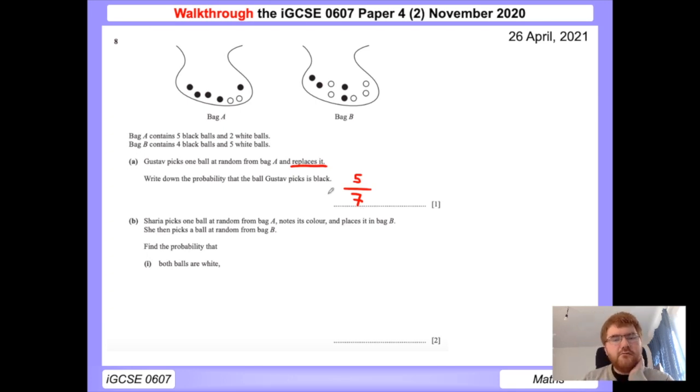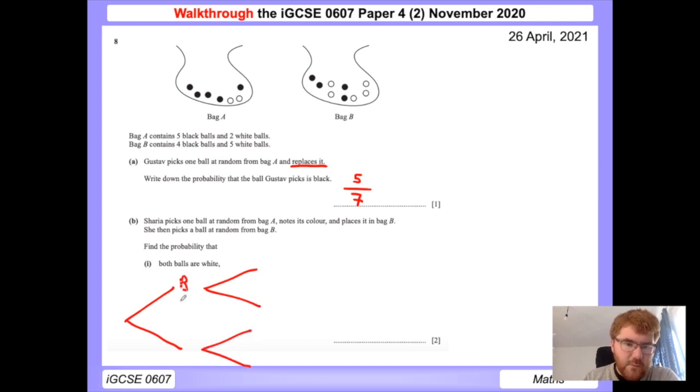And Sharia picks 1 ball at random from bag A, notes its colour, and places it in bag B. Interesting. And then picks a ball at random from bag B. So I think this is a 2-part question. Both balls are white and then 1 of each, I think. Yeah, exactly. So if I was to do a question like this, I would certainly draw a tree diagram. It will make your life a lot easier for just working out the answers that we need. So I'm going to put in black and white, BW. You could also use B and B dash if you so wish. And we're just going to draw a quick tree diagram. It doesn't have to be the neatest thing in the world, but you do need to have that there.